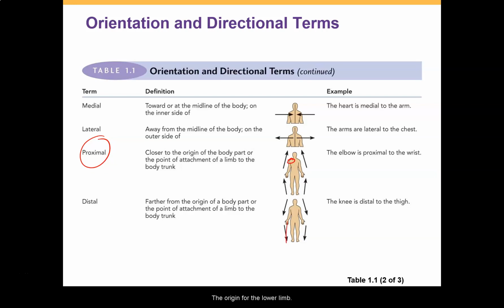The origin for the lower limb is the pelvis. So we are comparing how far or how close a body component is to either the shoulder, within the upper appendage, or to the pelvis if we're talking about the lower appendage. So proximal means close to. If we're talking about the upper appendage, close to the shoulder. If we're talking about the lower appendage, close to the pelvis. Distal means further away.